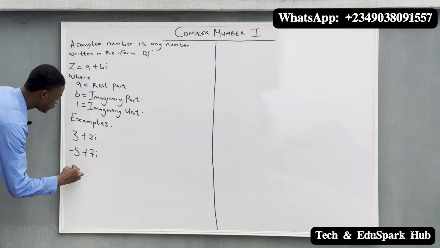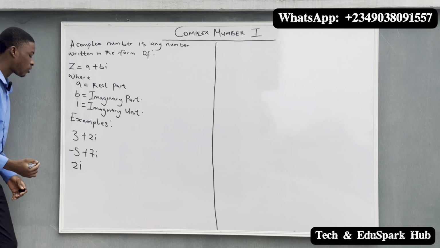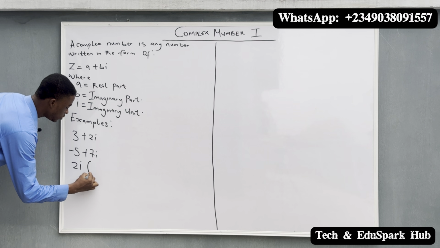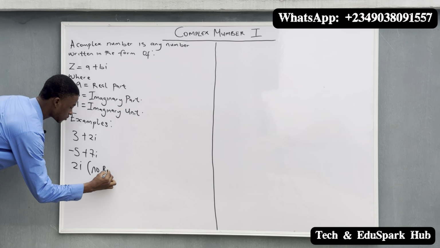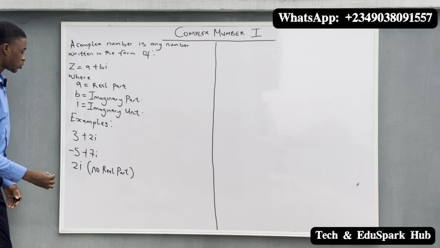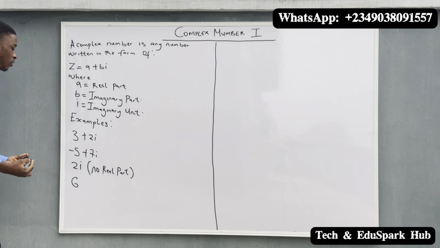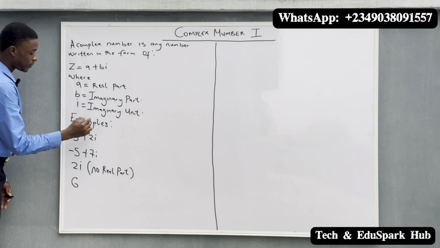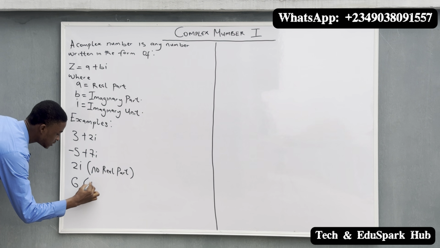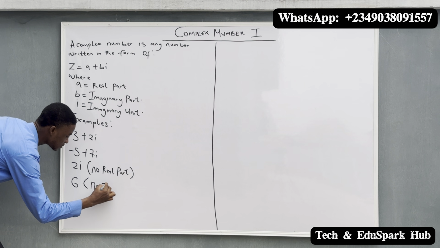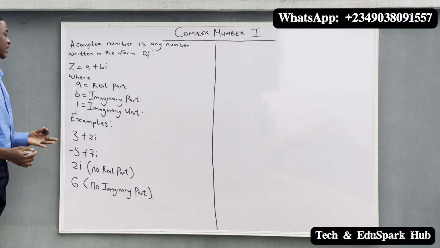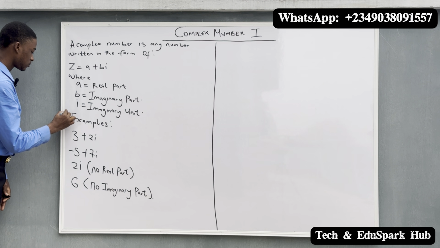So we can also have 2i as another complex number, but in this case you can see we are not having any real part, so we can say no real part in this case. And also we can have 6 as a complex number, and when we have 6 as a complex number, you can see we are only having a real part, which is the 6, but no imaginary part or imaginary unit. So you can say no imaginary part. So these are examples of complex numbers.